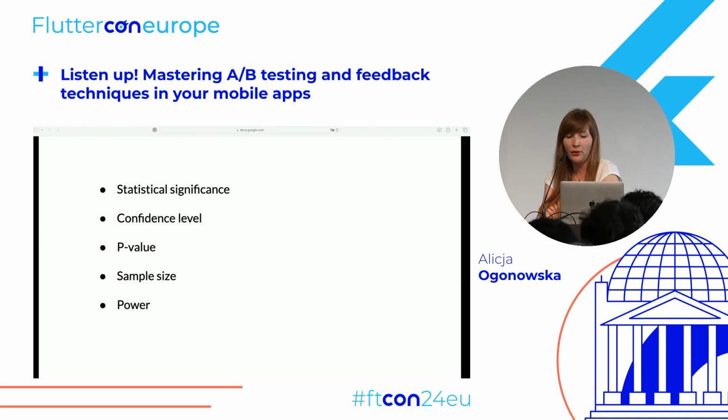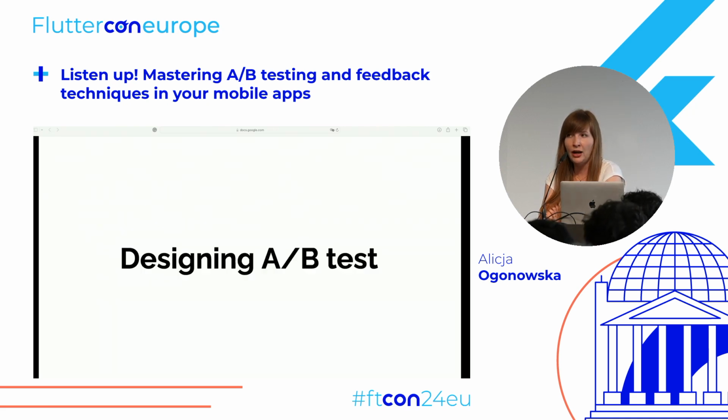And also power is the probability of detecting a difference if there is one. And usually we aim for 80% power. Now I will show you how you can approach designing an A/B test. And there are 4 main steps. Of course, there are more steps, but I squeezed it to 4 so that it fits nicely on the slides.